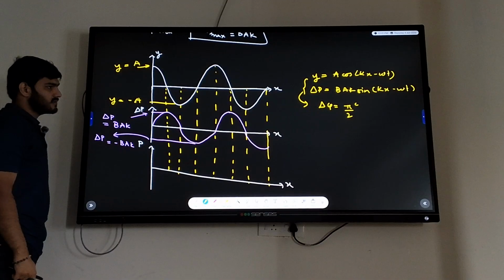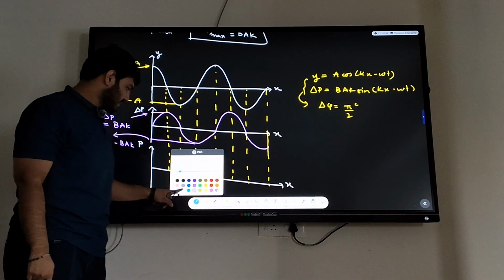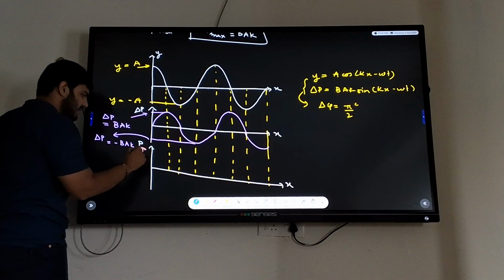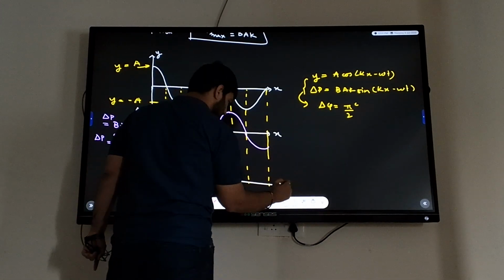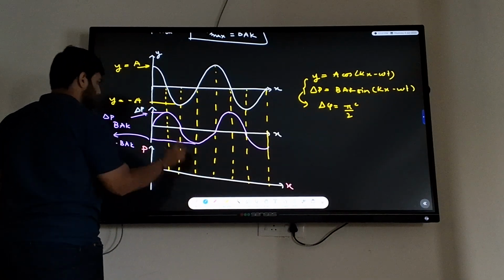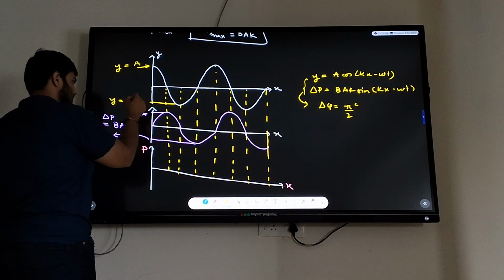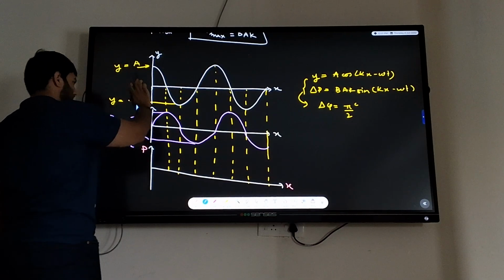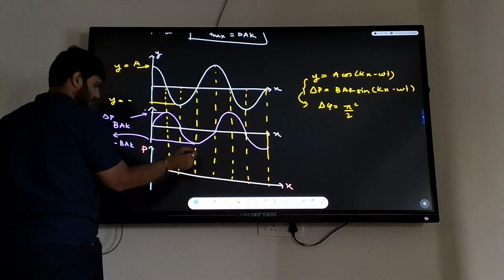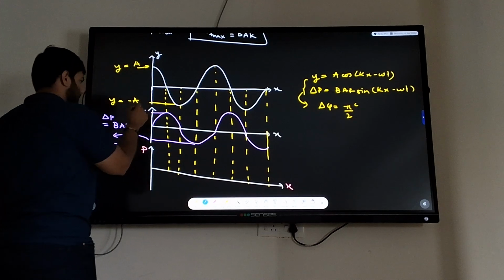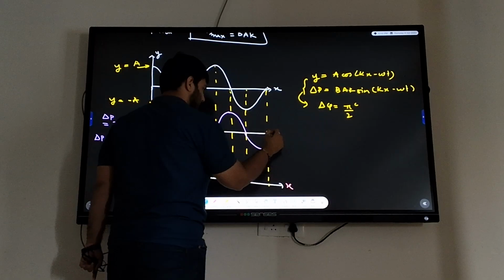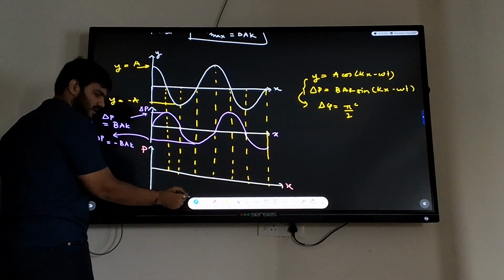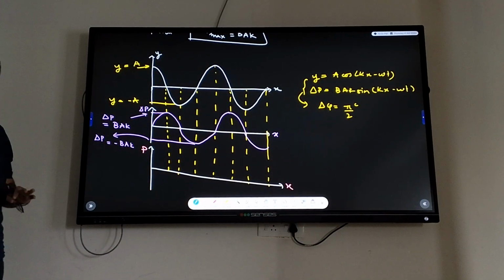And okay. Let me talk about some more things. Let me try to make this P versus X graph. Okay? So this is the P versus X graph. And this is delta P versus delta X graph. This is A. This is delta P versus X graph. Now what is this P? The P represents the pressure of the medium after the wave has started moving through the medium.